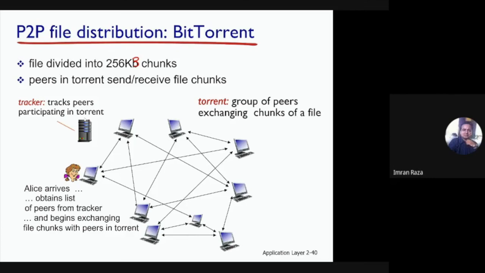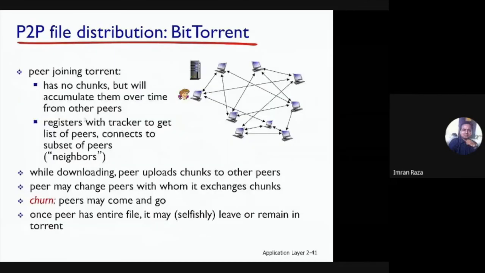And Alice identifies the 4 top peers with the highest sending rate. And after every 30 seconds, Alice picks another additional neighbor and again calculates its sending rate with that peer. So for a peer joining the torrent, as in this example, Alice just arrived and she has nothing to share, but she can get a list of the peers, and over time she can participate in this file sharing process, right?